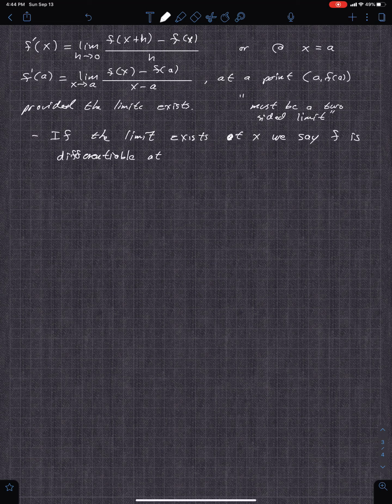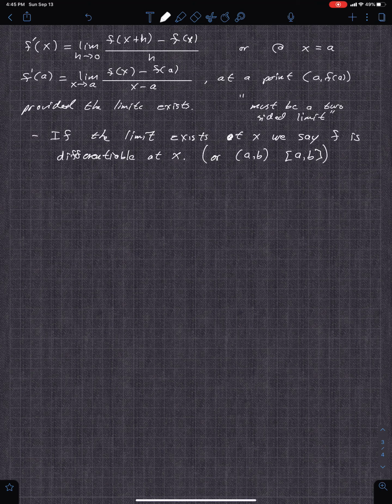At x. Now later we'll talk about differentiability. Just a little side note, differentiability on an open interval. You could talk about differentiability on a closed interval, that kind of stuff. But for now, we're just saying at a point, and then we'll say kind of where those points are.